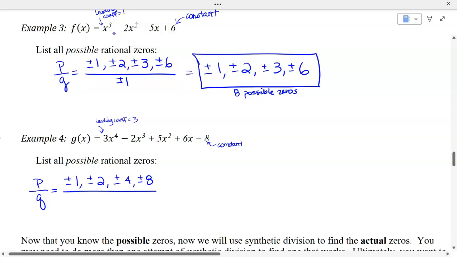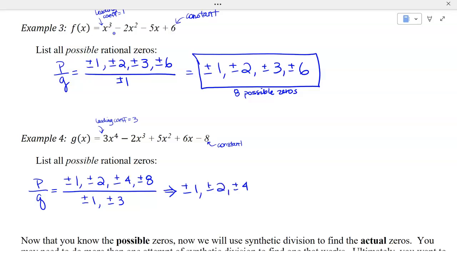Now, if we're thinking of the factors of 3, it's just going to be plus or minus 1 and plus or minus 3. Now, you will need to simplify this. You can't just leave it like that. You can easily put each one of these numbers in the numerator over 1 because it's just going to give us itself. But we also have to put each one of those numbers in the numerator over 3. So you'd have plus or minus 1/3, plus or minus 2/3, plus or minus 4/3, and plus or minus 8/3.